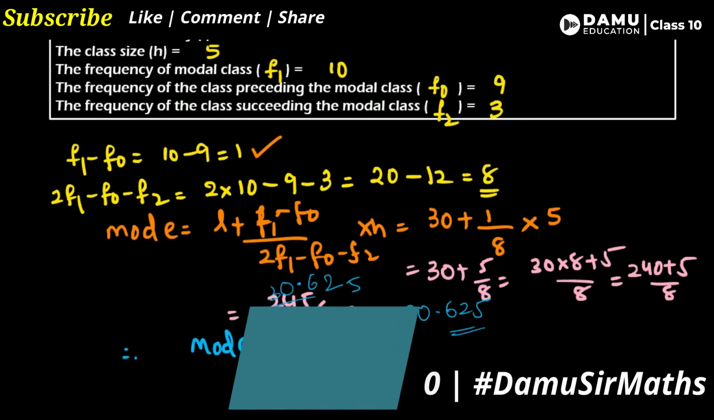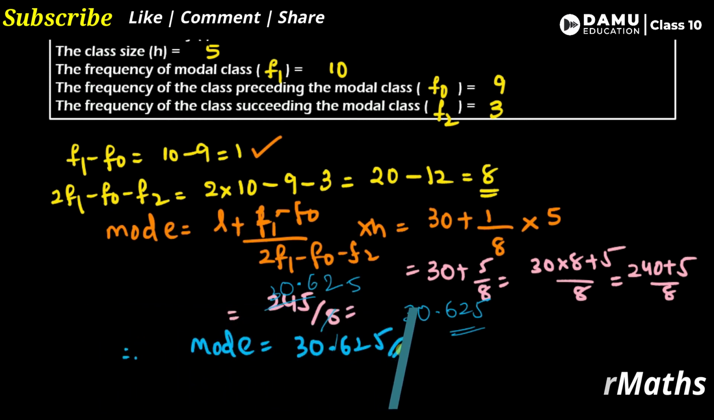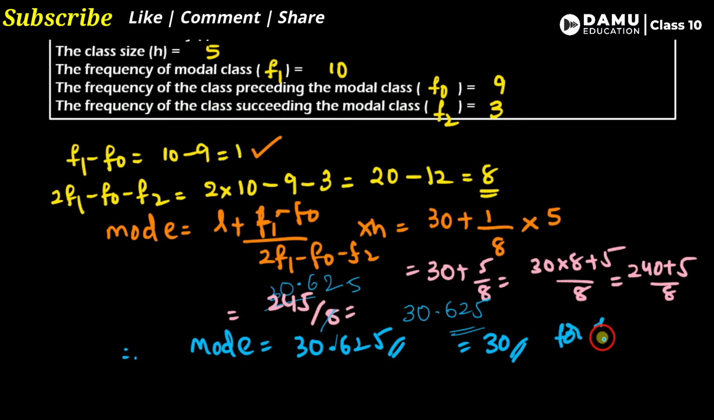30.625. So that is our answer, that is our mode. The number of students: more states have this teacher-student ratio as 30, so you can take it approximately as 30. So for one teacher, more states have 30 students. That is the thing you can say.